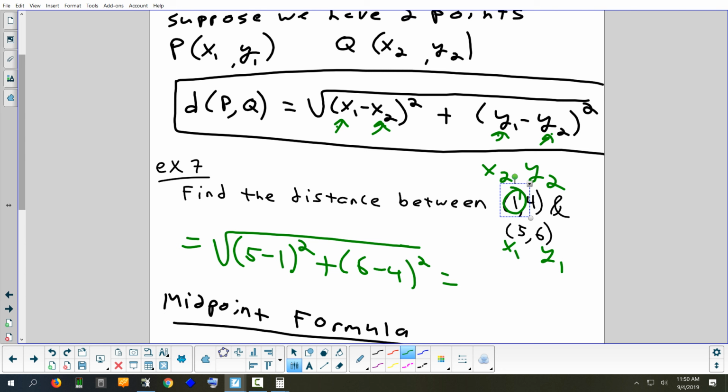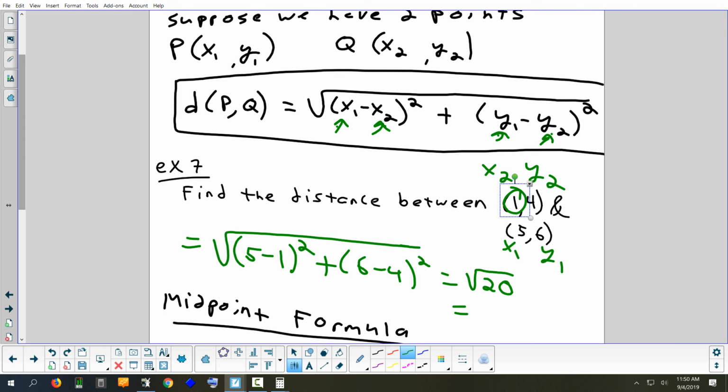5 minus 1 gives me 4, and then square it, 16. 6 minus 4 is 2. 2 squared is 4. 16 plus 4 is the square root of 20.